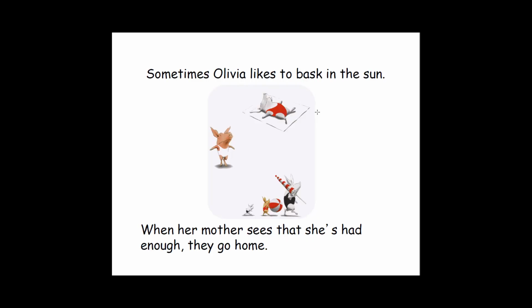Sometimes Olivia likes to bask in the sun. When her mother sees that she's had enough, they go home. So mom makes sure that everybody's safe, doesn't get too much sun or sunburned. It's a good mom.